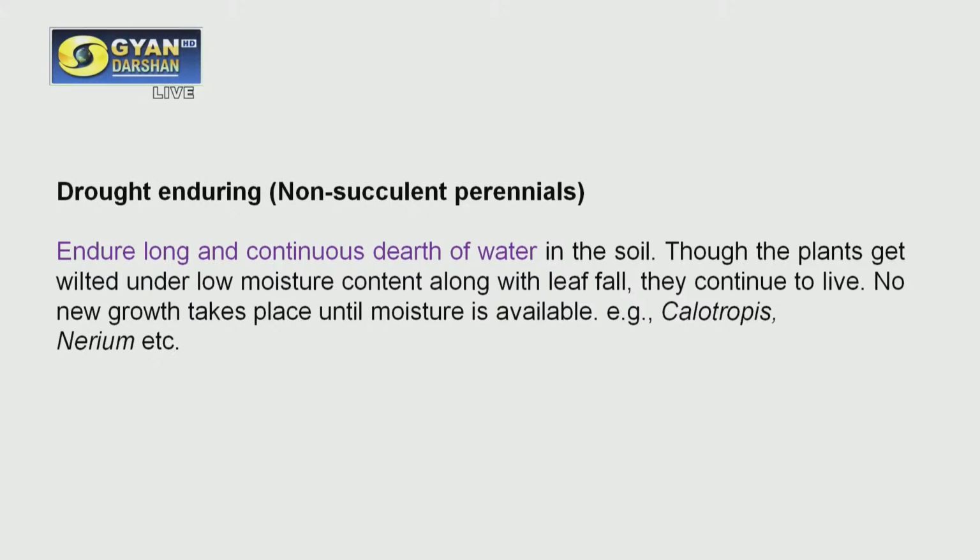No new growth takes place until moisture is available. Of course, the growth is arrested during that time, but again when there is moisture available, they grow again, and this cycle goes on and on. So they are called drought enduring, but they are not succulent, they are non-succulent.